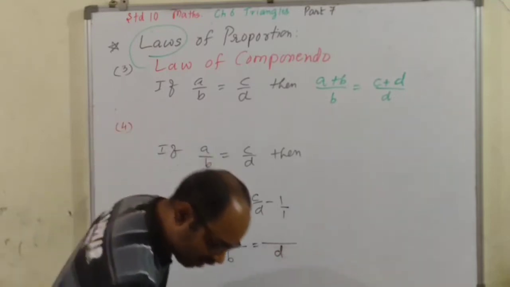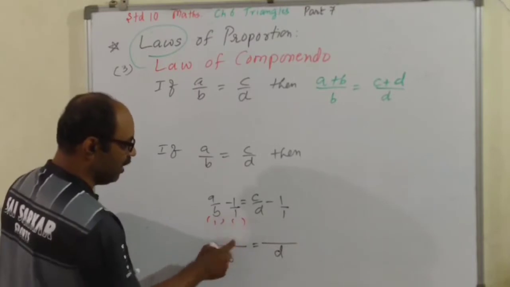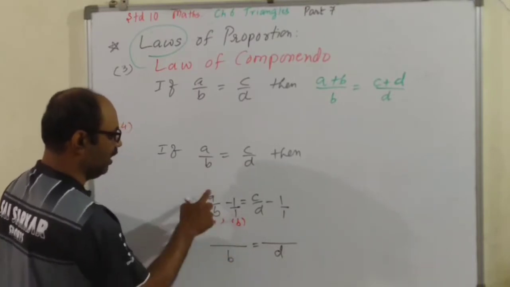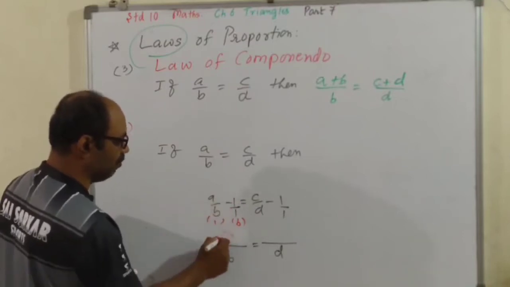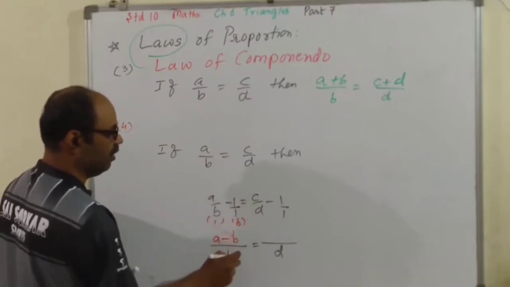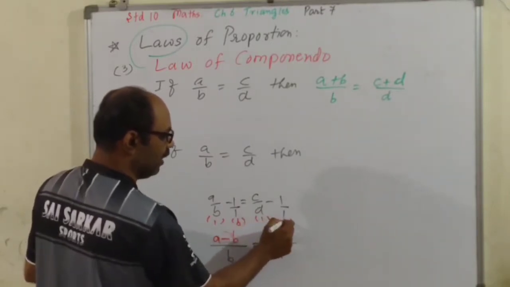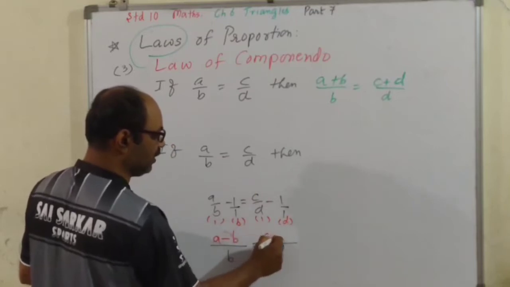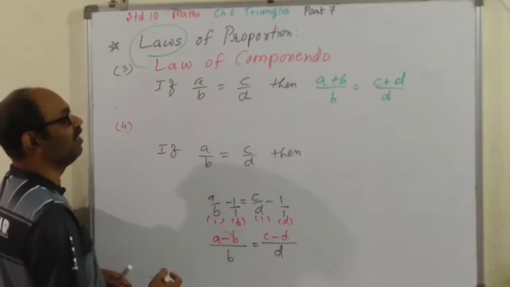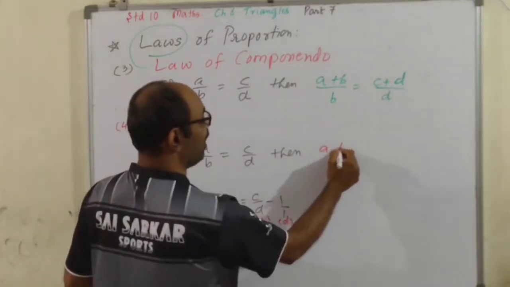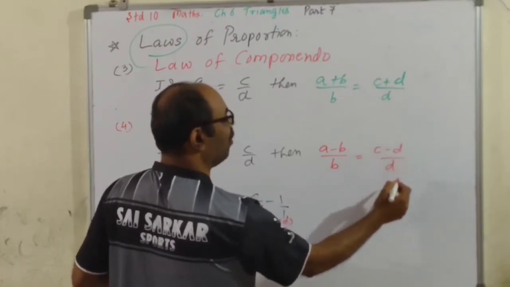B into what is 1? 1. 1 into what is B? B. 1 into A, minus B into 1, sorry, it's not plus, it's minus. B into 1 is B. D into 1 is D. 1 into D is D. 1 into C is C. Minus D into 1 is D. These two need equal ratios. Then A minus B upon B is equal to C minus D upon D.